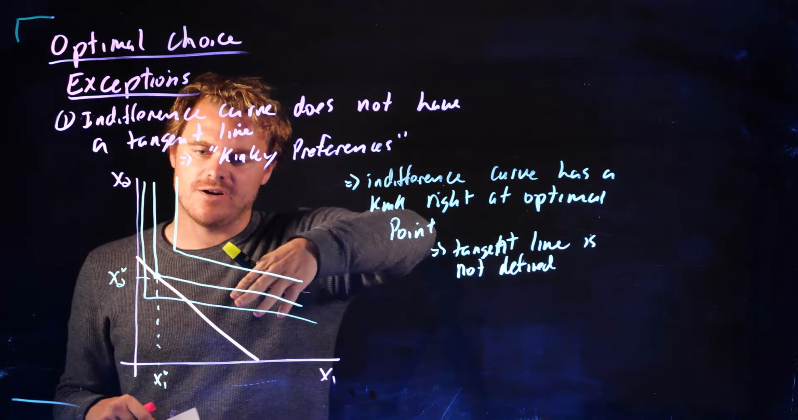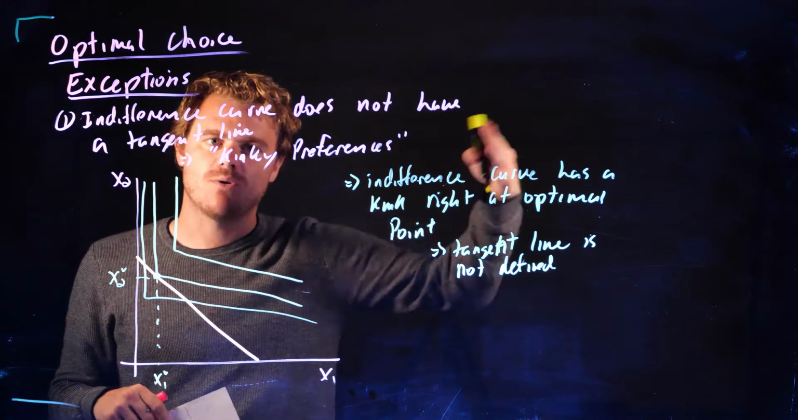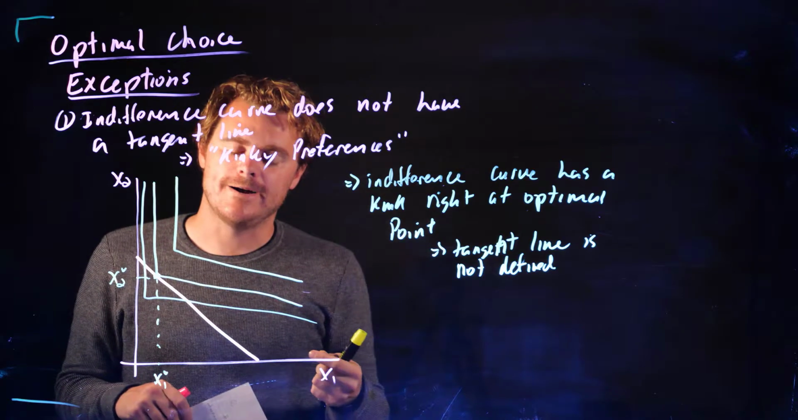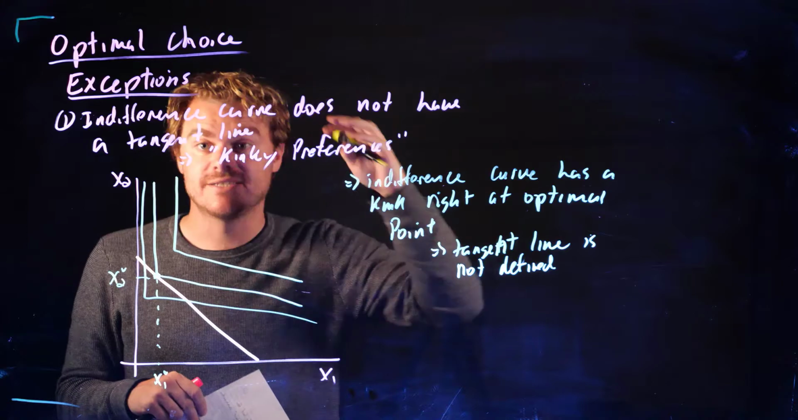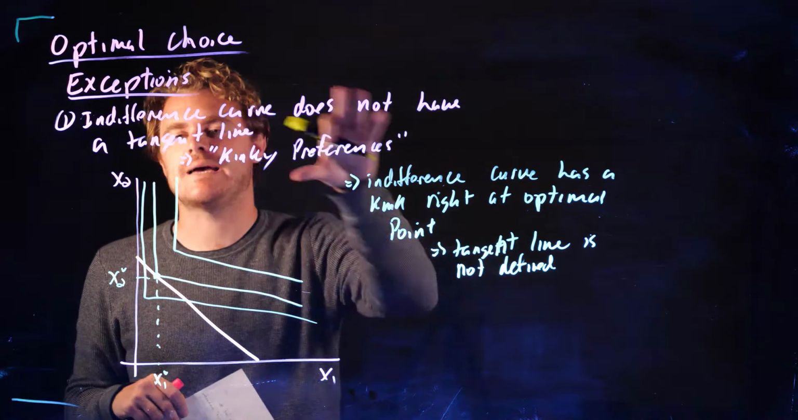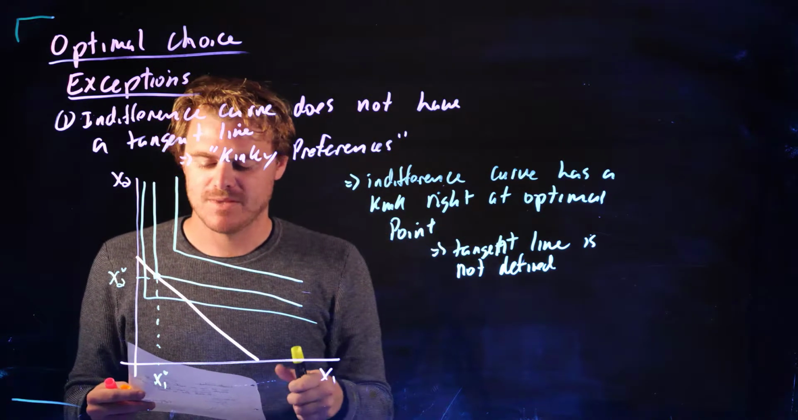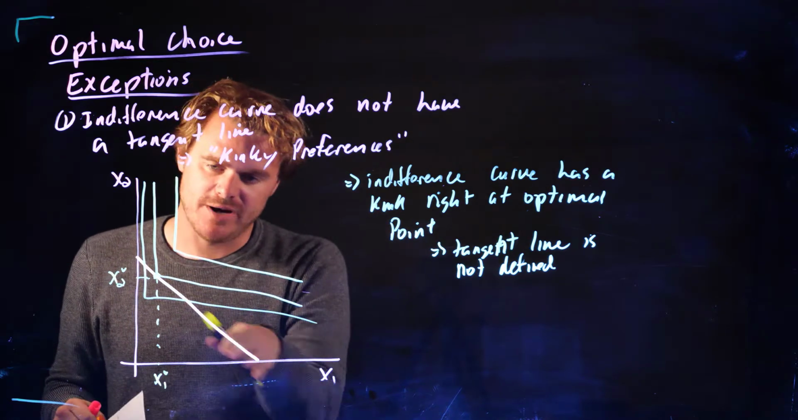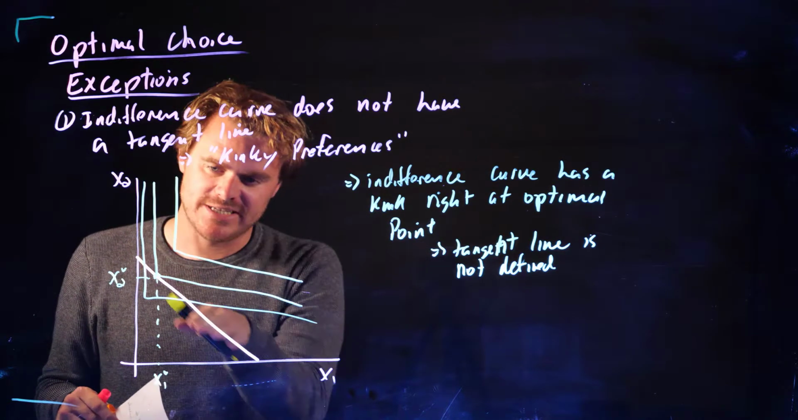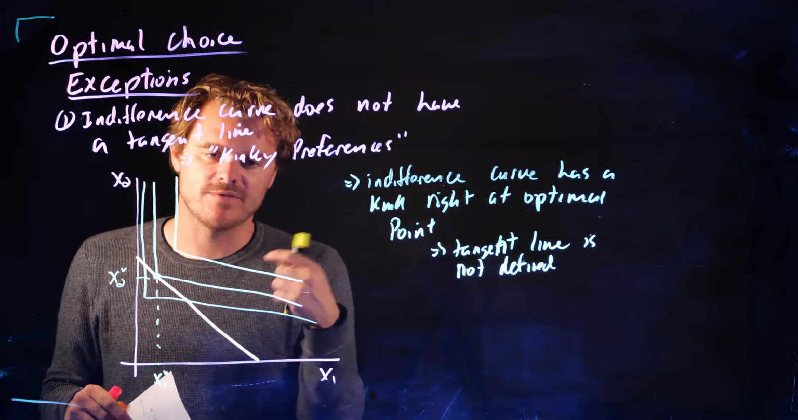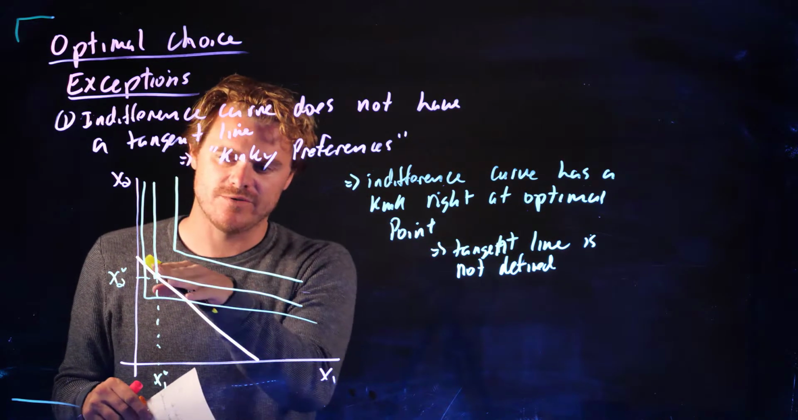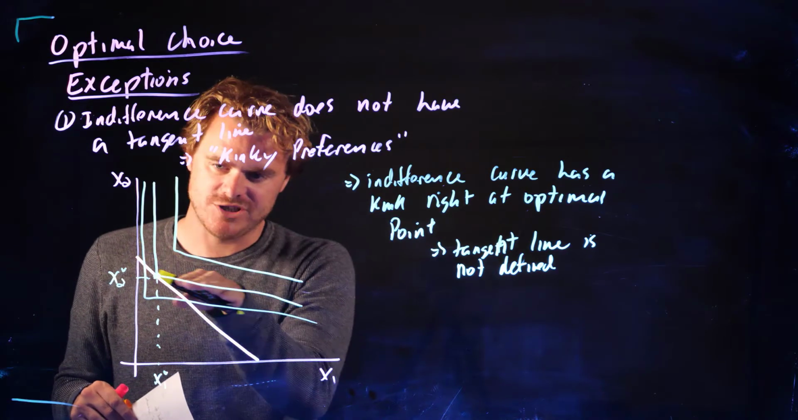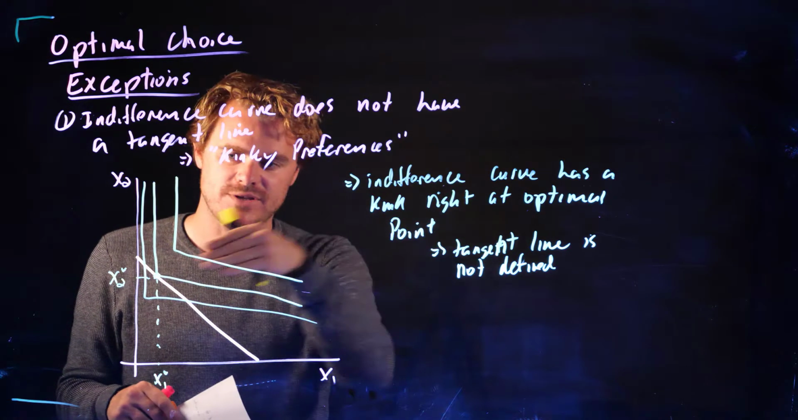And so here, that tangency requirement that we just saw in the previous typical case doesn't happen here. So here's an exception to that tangency between the budget line and the indifference curve. This budget line is not tangent to this indifference curve because the tangent line doesn't exist for these kinky preferences.